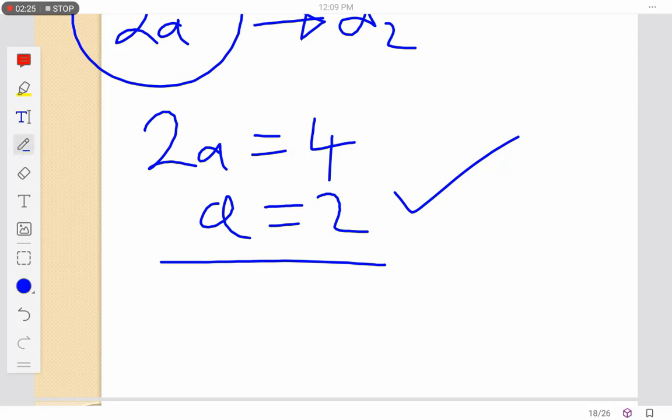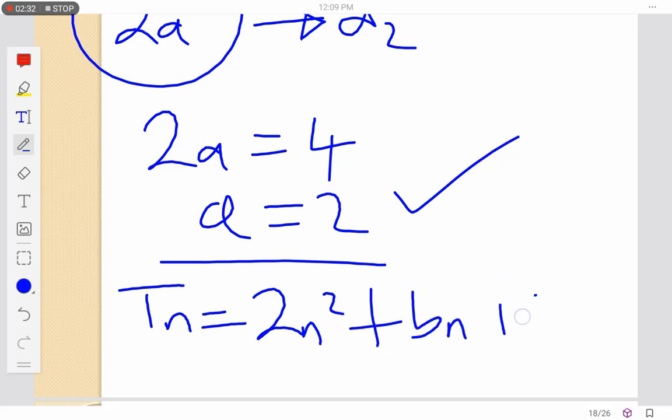Substituting on our formula, we have Tn is equal to 2n squared plus bn plus c. Okay, now we have that information. Let's go on to substitute for T1 is equal to 4, T2 is equal to 7, and we have two equations that we can solve.